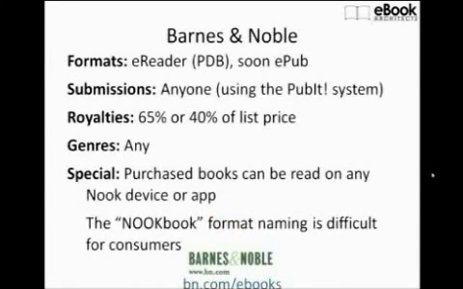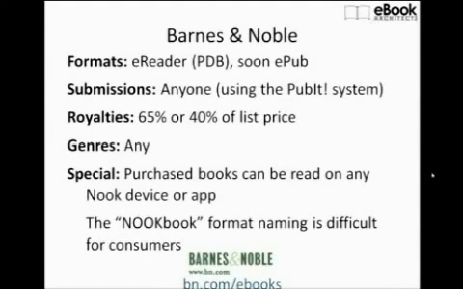Barnes & Noble, the Nook store, does sell the EPUB format. Anyone that uses the Pubit system can sell their EPUB files through Barnes & Noble. It's very much like the Kindle system. The royalties are, again, very similar to Amazon, 65 or 40% of your list price. And your purchased books can be read on any of the devices or applications.